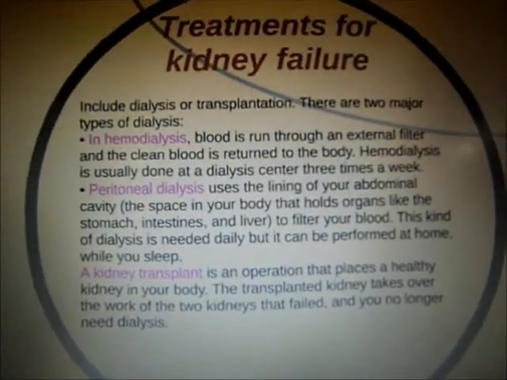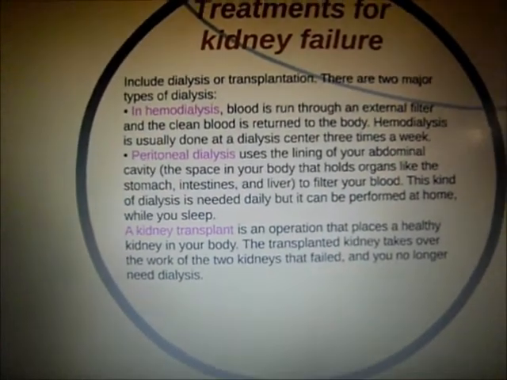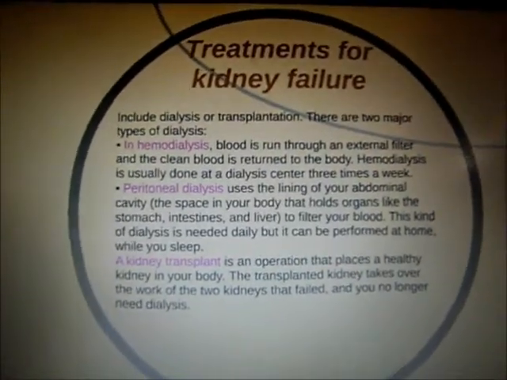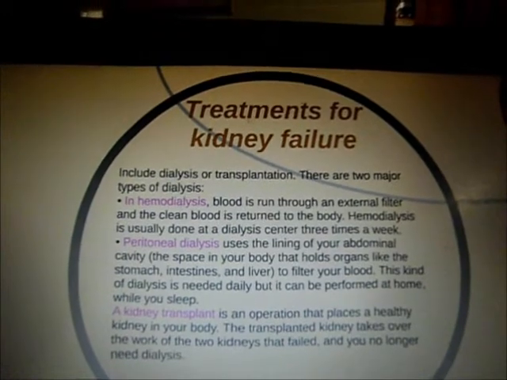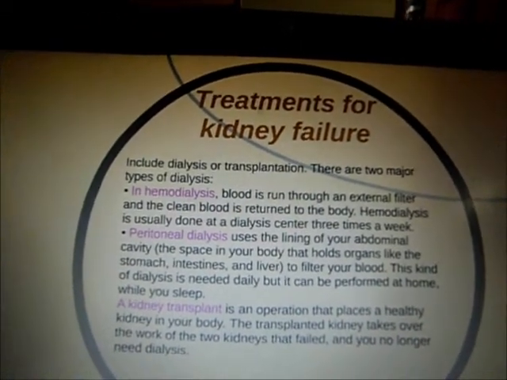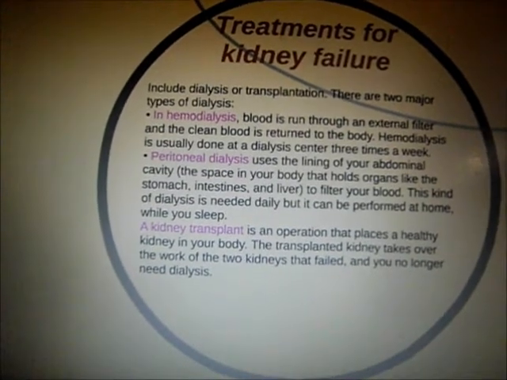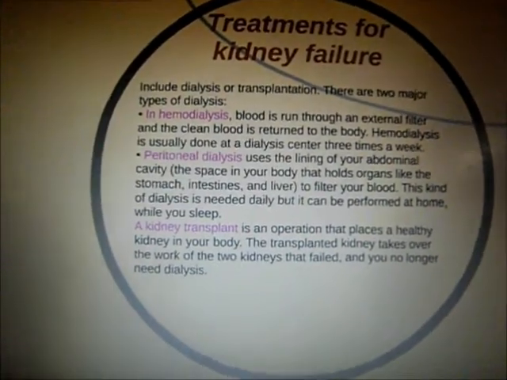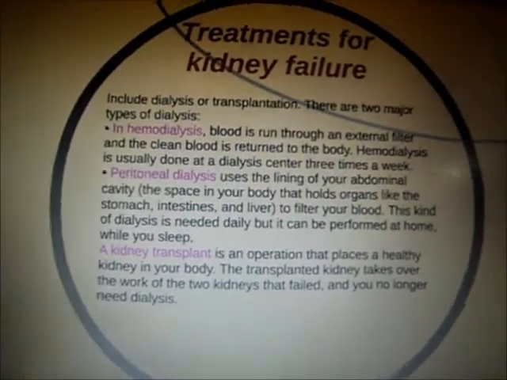Treatment for kidney failure includes dialysis or transplantation. There are two major types of dialysis. In hemodialysis, blood is run through an external filter and the clean blood is returned to the body. Hemodialysis is usually done at a dialysis center 3 times a week. Peritoneal dialysis uses the lining of your abdominal cavity, the space in your body that holds organs like the stomach, intestines, and liver, to filter your blood. This kind of dialysis is needed daily, but it can be performed at home while you're asleep. A kidney transplant is an operation that places a healthy kidney in your body. The transplanted kidney takes over the work of the 2 kidneys that failed, and you no longer need dialysis.